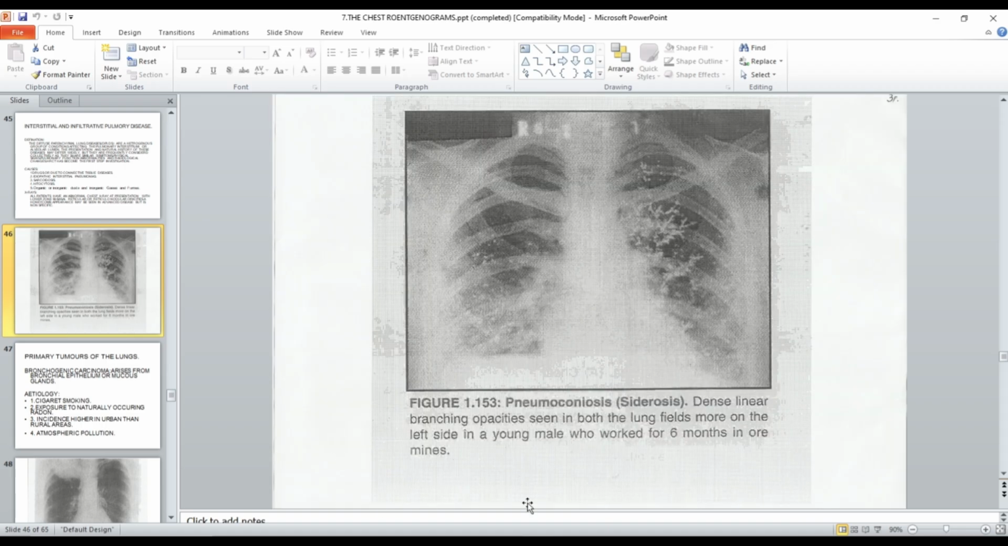This is interstitial disease. The lung of a person who works in iron mines, who has worked 6 months in ore mines, and this is pneumoconiosis or silicosis. A form of interstitial disease.